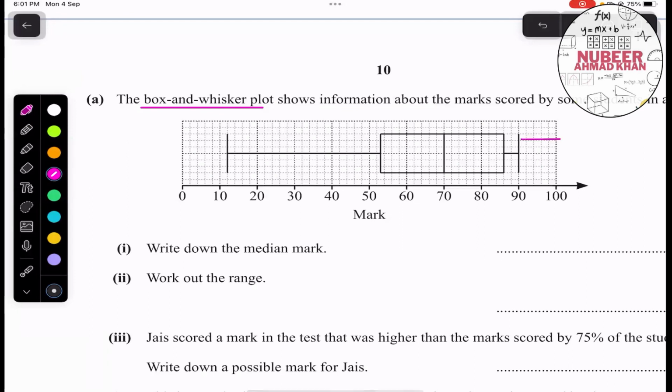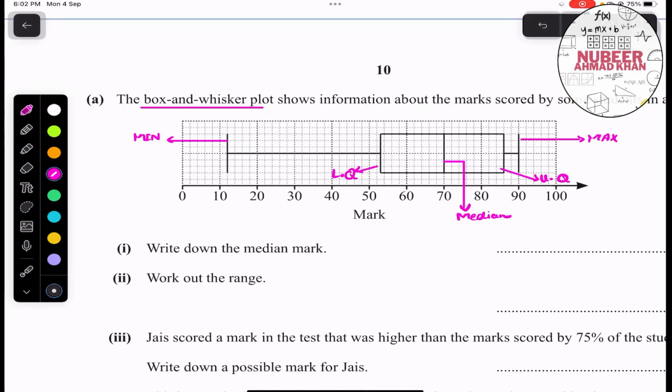ये देखो, this line is the maximum value or the highest value. This is your minimum value. So these are the two values that we need. This line is for your lower quartile and this line is for your upper quartile. And this line represents your median value. Okay? So basically you need these five values to draw any box and whisker plot.